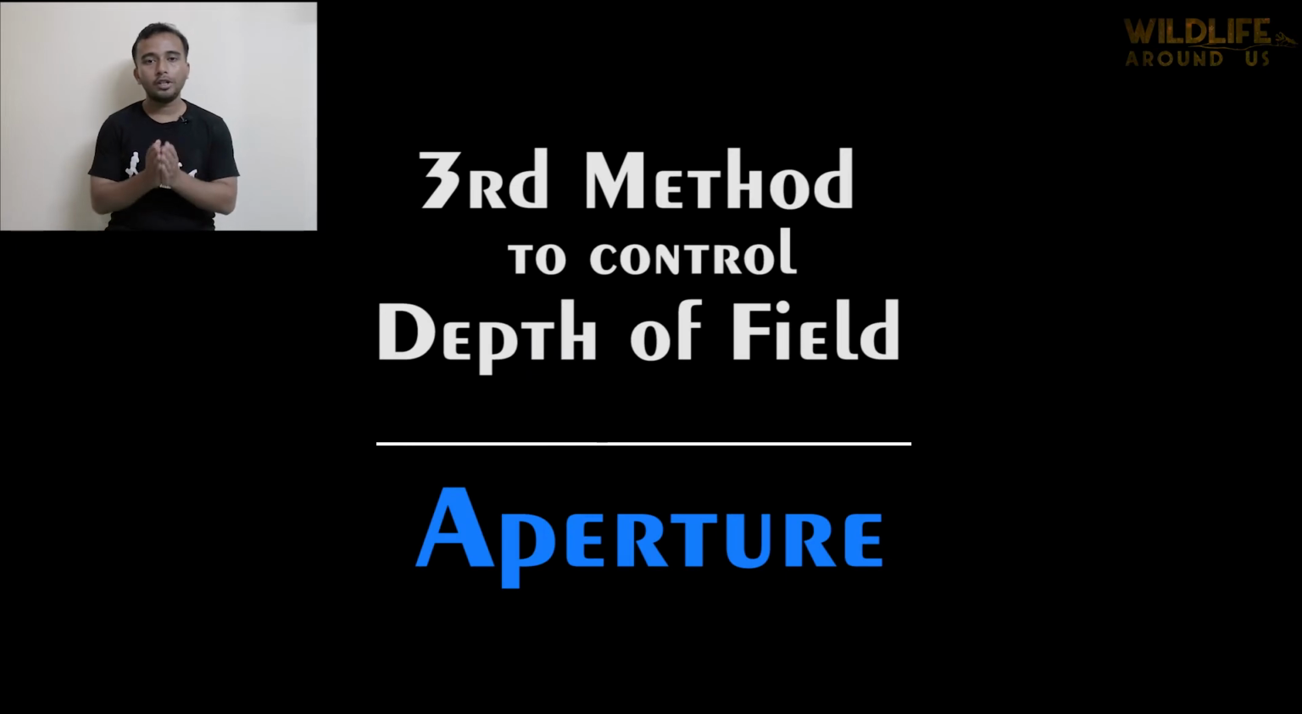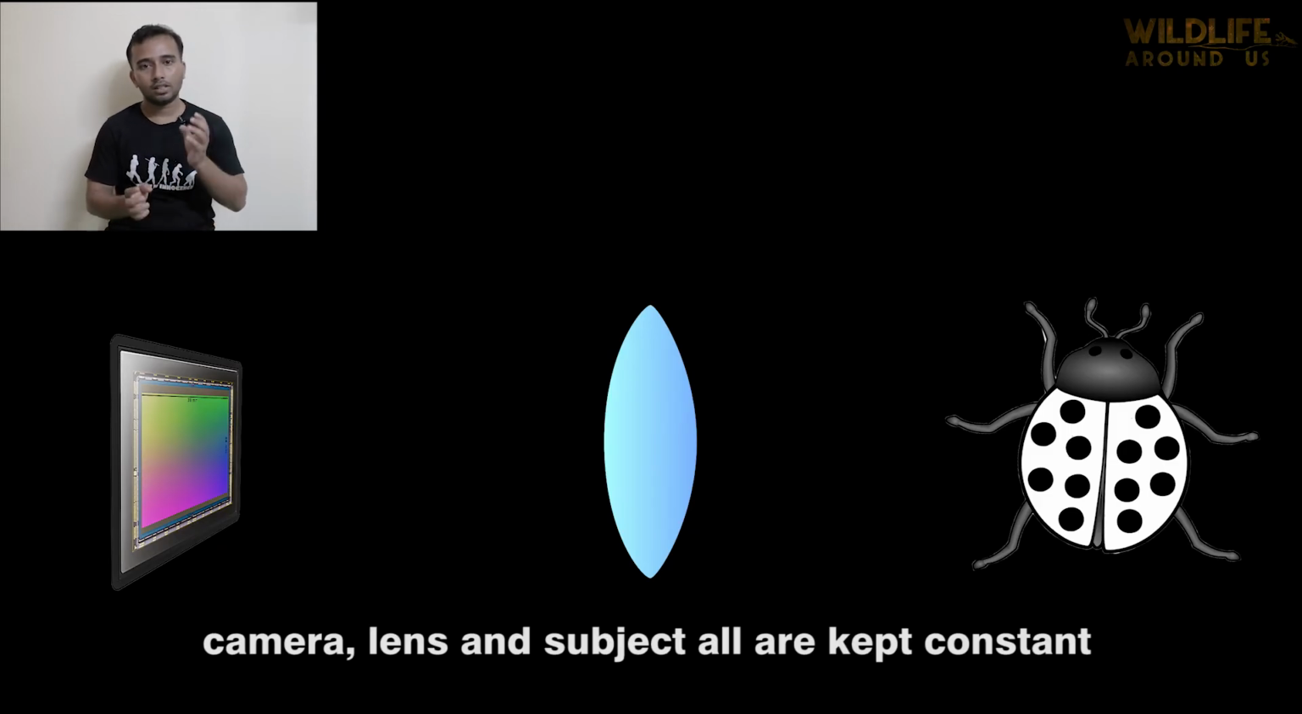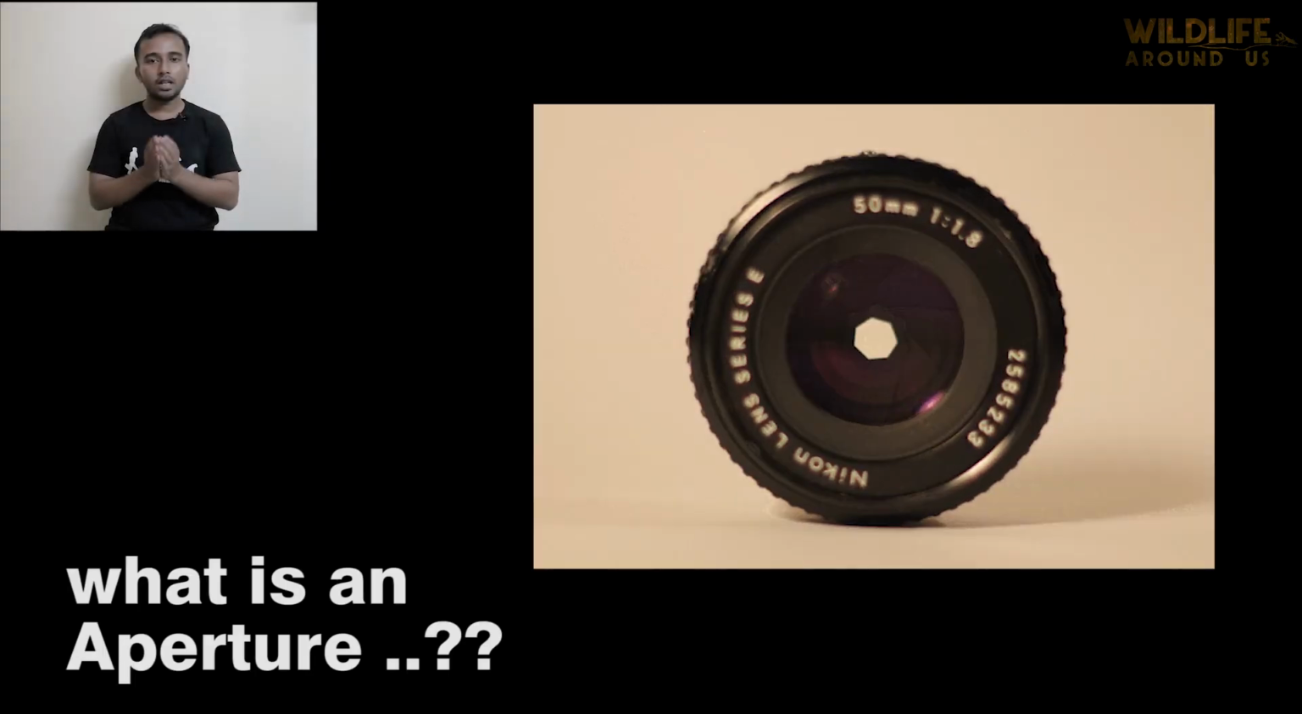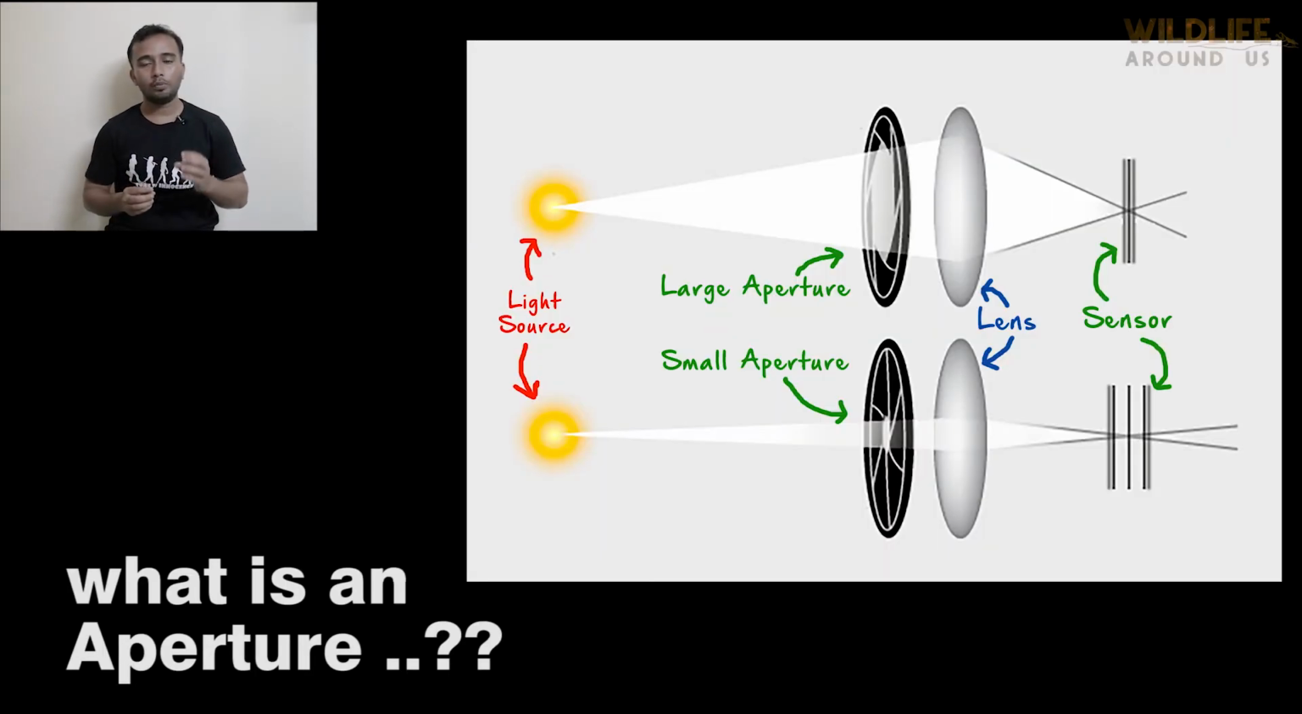Okay, now come to the third and final method of controlling the depth of field. Here we will keep the subject, the camera and the lens, all three aspects, in the same constant position. But before proceeding into the details of this method, we will look into a mechanical part of a lens, which is the aperture. Aperture can be defined as a hole or an opening in the lens which allows the light to enter and fall onto the sensor.